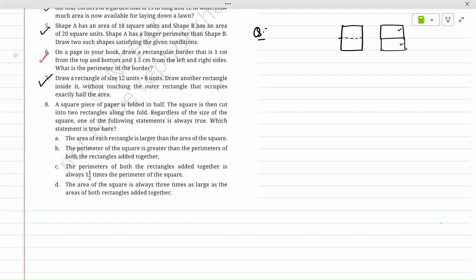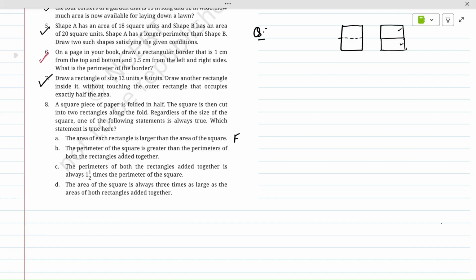Now, regardless of the size of the square, one of the following statements is always true. Which statement is true here? We have to say. Now, the area of each rectangle is larger than the area of square. This cannot be true because the rectangle has been taken out of it. So area of each rectangle cannot be greater than this. In fact, area of the two rectangles combined also will be equal to the area of square. It will not be greater than it. So the first statement is false.